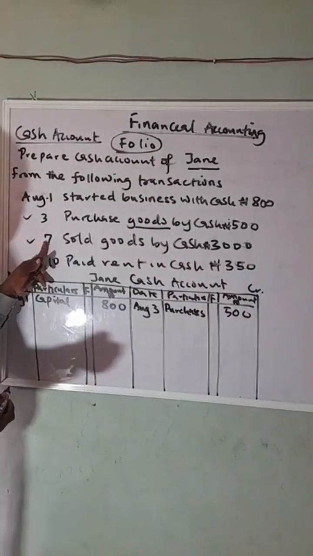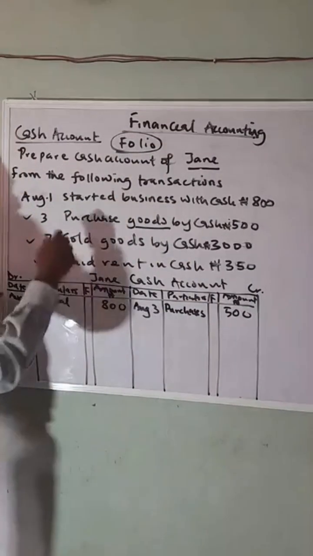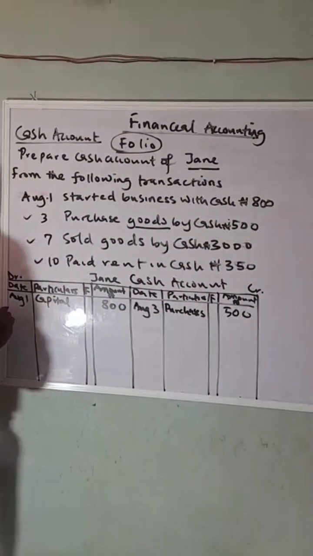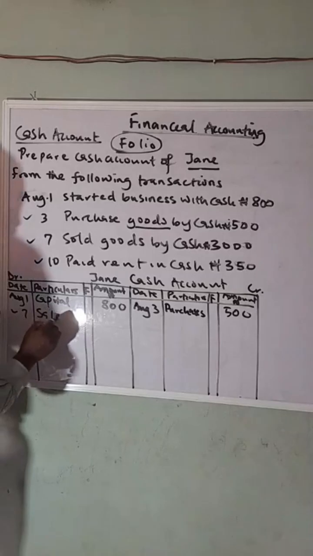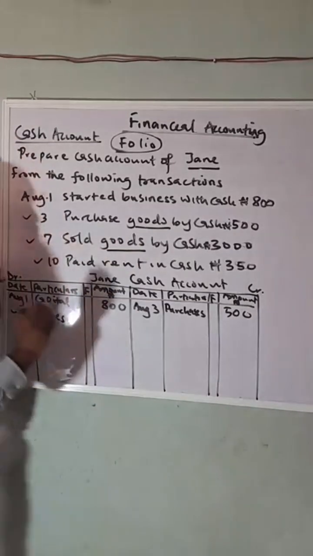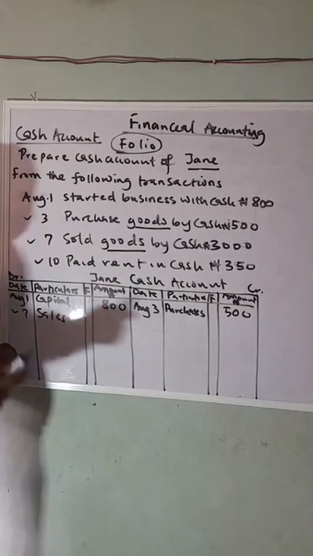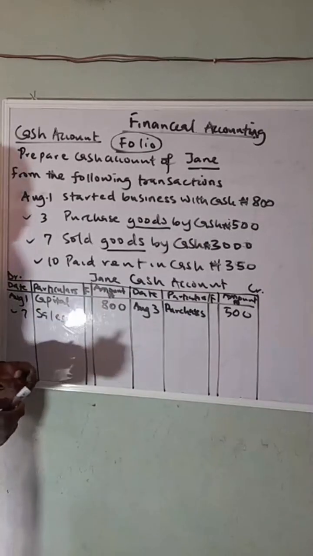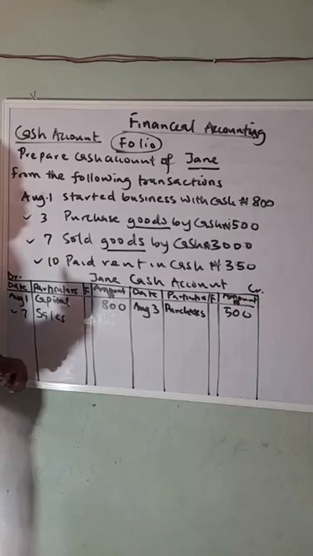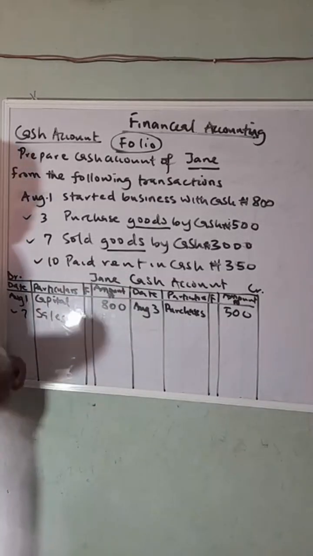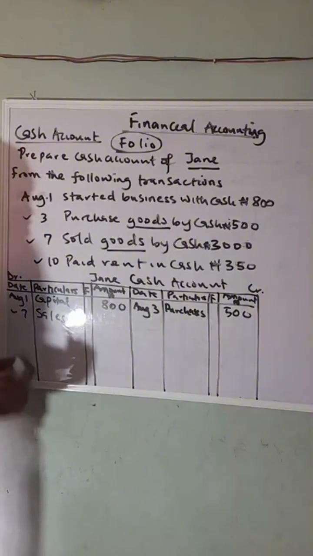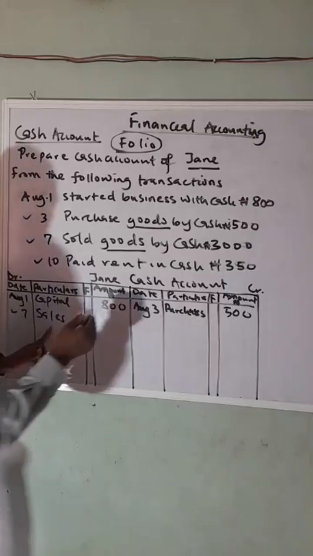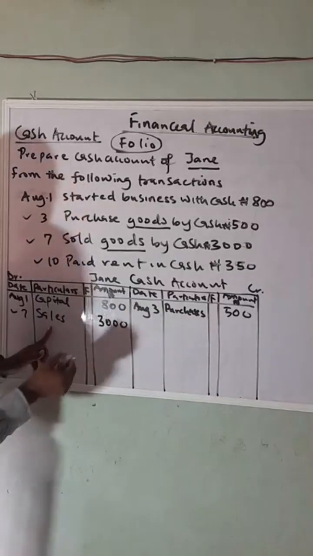On August 7, this business decided to sell. When they sell, money will come in. And when money comes in, we'll debit. On the 7th, we'll write sales. When they say sold goods, the type of goods that was sold wasn't mentioned. So we'll write sales. But if they say sold furniture, we'll write furniture. Sold typewriter, we'll write typewriter. Sold computer, we'll write computer. But when they say sold goods, we'll call it sales. And the amount is 3,000 Naira.